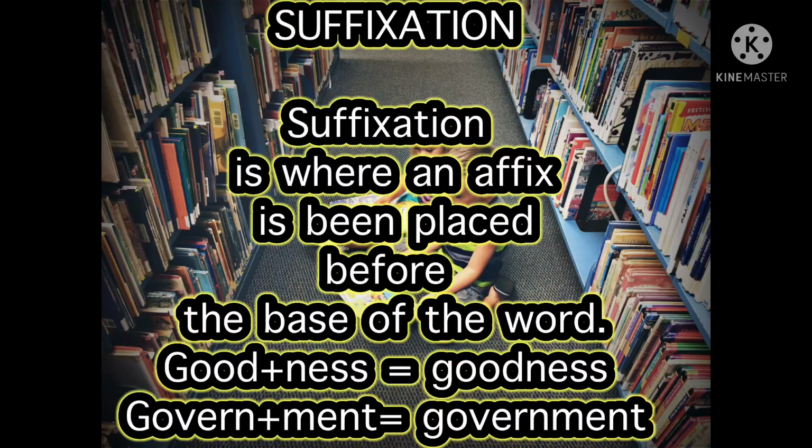We are moving on to suffixation. Suffixation is whereby an affix is placed after the base of the word. Example, good plus ness is equal to what? Goodness, whereby the ness is a morpheme in the word. Another example is government, from govern plus ment, where ment stands as the morpheme.